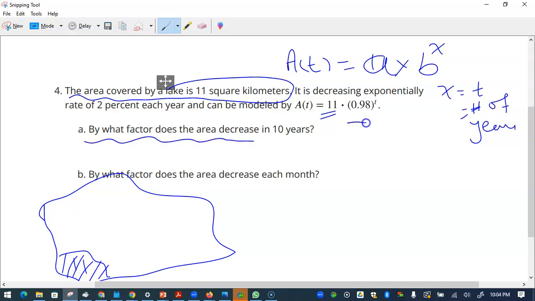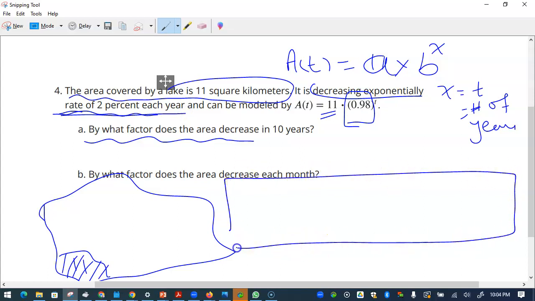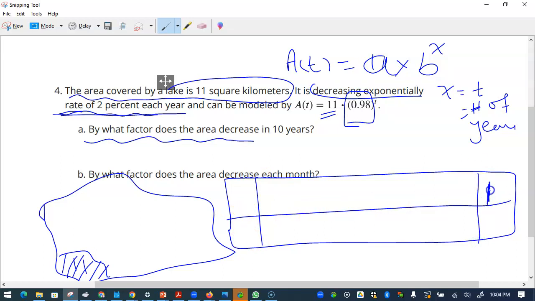What is the meaning of decreasing exponentially at the rate of 2% each year? If I try to draw it just to get an idea, let's say this is 1 year, right? From year zero, in the year zero, it was 11 kilometers. And from here, in 1 year, it goes down by 2%, right?